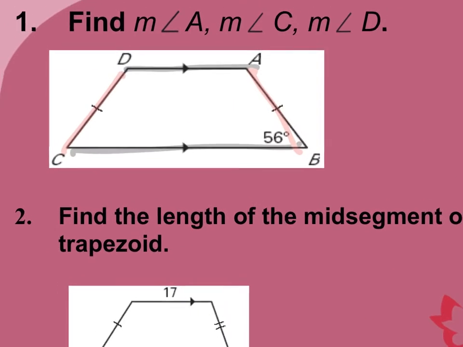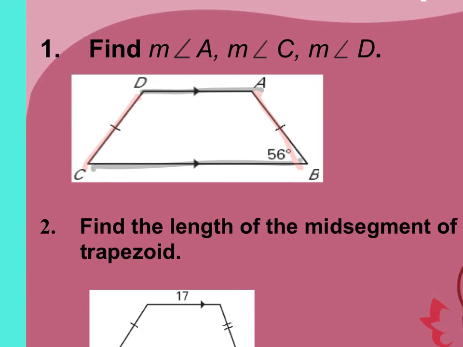So if you're looking at this first diagram, we just said if it's an isosceles trapezoid, which it is, the base angles are congruent. So this would equal this. That's 56 there. And then these are still parallel lines with same side interior, which means that these would still be supplementary. So if I did 180 minus 56, I get 124, and that's going to be either of the other angles. So A is 124, C is 56, and D is 124.